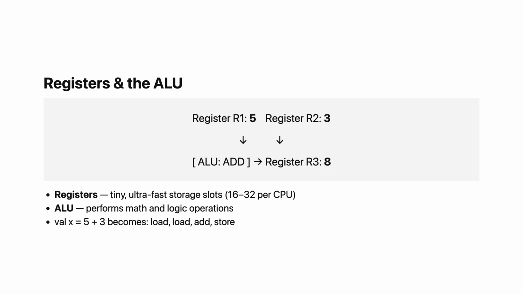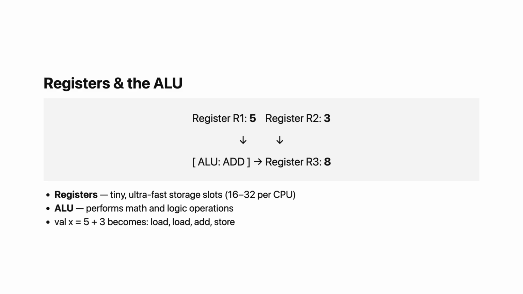Second, the ALU, the arithmetic logic unit. This is the part that actually does math and logic. When the CPU decodes an instruction that says add these two numbers, it sends the values from two registers into the ALU. The ALU produces the result, and that result gets stored back into a register.